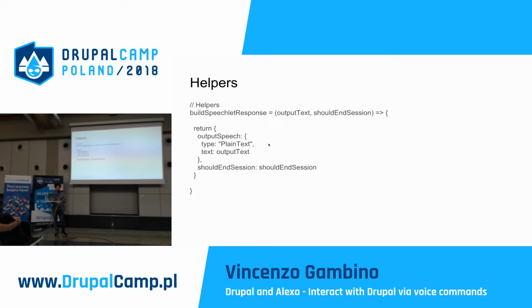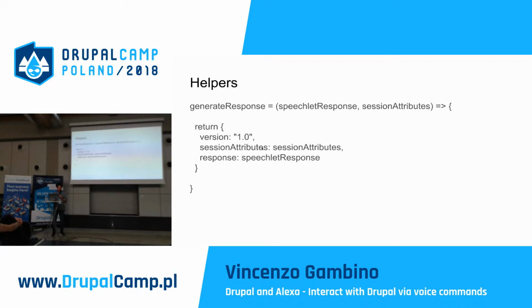Then we have the helpers. Those are functions that we need to use to send the response back. They will build the JSON payload back to Alexa. So we have the type, the session ended. And then in the generate response, we have the text itself of the response.